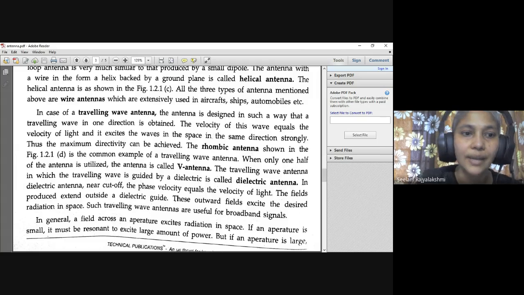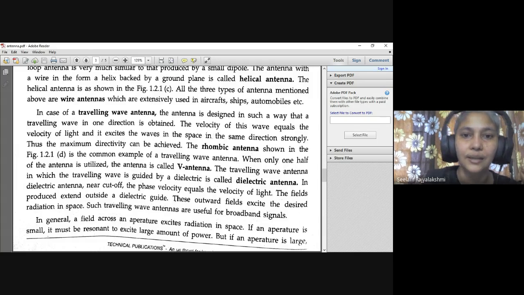The traveling wave antenna in which the traveling wave is guided by a dielectric is called a dielectric antenna. In a dielectric antenna, near cutoff, the phase velocity equals the velocity of light. The fields produced extend outside the dielectric guide. These outward fields excite the desired radiation in space. Such traveling wave antennas are useful for broadband signals.